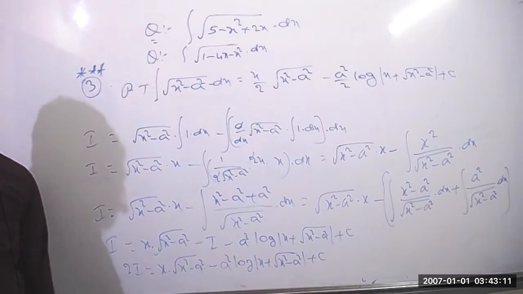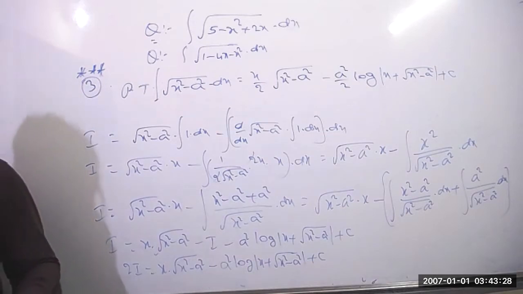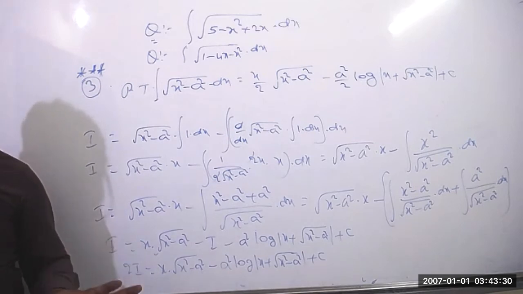This is the third one. One is the integration of root of x square plus a square into dx. The integration of root of x square minus a square into dx is the second formula. And the integration of root of a square minus x square into dx is the third formula. All three formulas are very important for you. Definitely, the last exam will have an essay question.